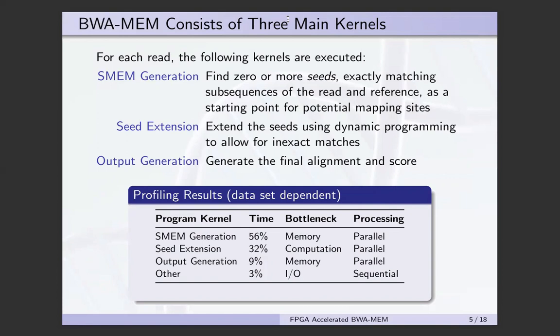The seed extension function requires more than 30% of the time, and this function is computationally bottlenecked since it requires a lot of computation in the dynamic programming algorithm. The output generation requires about 10% of the time, which is again memory bottlenecked. And finally, other parts of the algorithm are IO bottlenecked and take only 3% of the time.